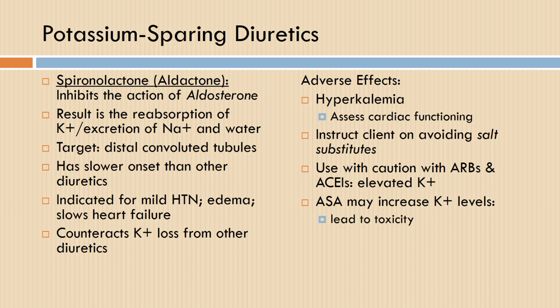Additionally, ARBs and ACE inhibitors can have additional hyperkalemic effects, so they should be used with caution. Finally, aspirin may increase potassium levels. That can lead to toxicity. Acetaminophen might be a better choice.